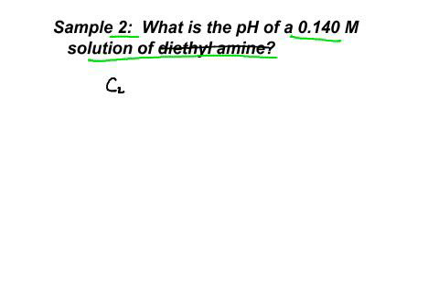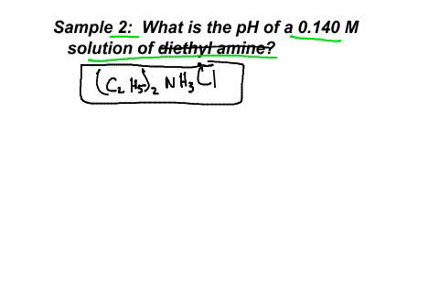We'll say (C2H5)2NH2 positive, Cl negative. Okay, that works too. All right, so here is our chemical, and I want to know what is the pH of a 0.14 molar solution of this.